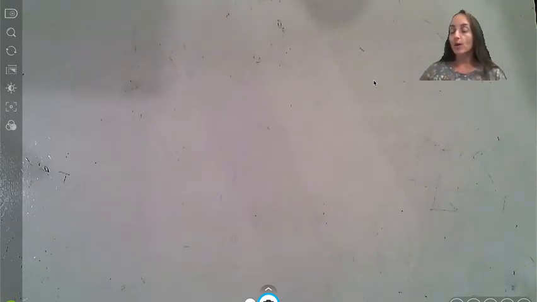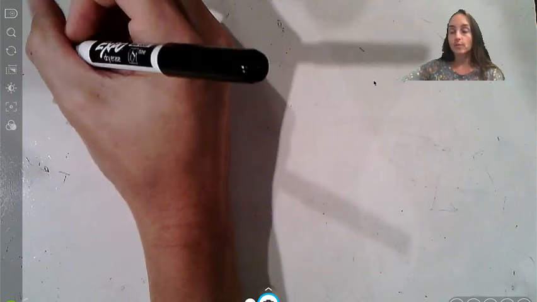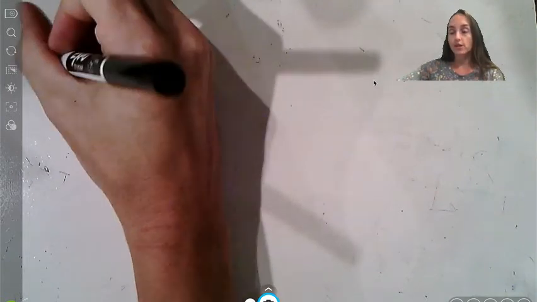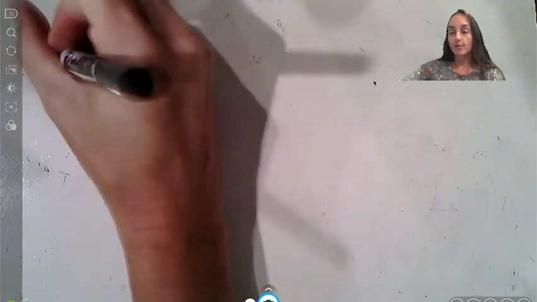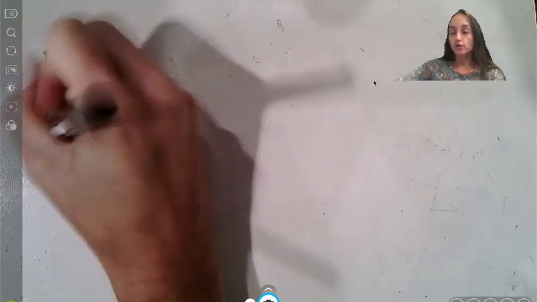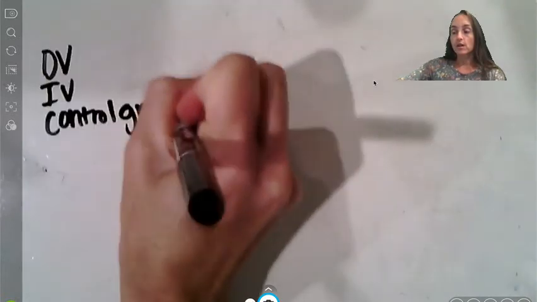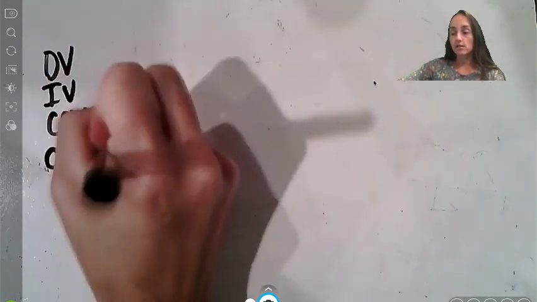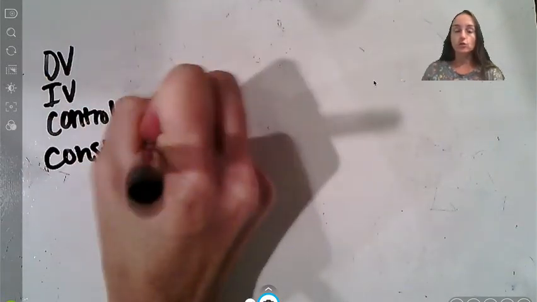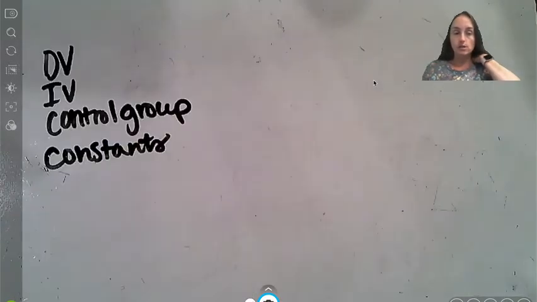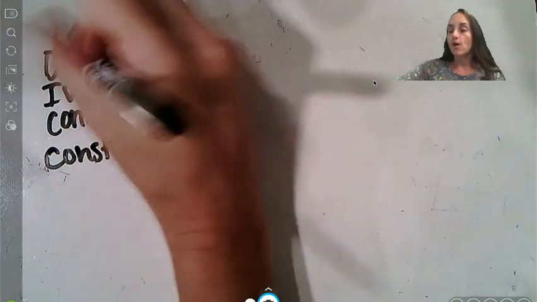Okay, so in your reading and also in pre-AP biology, you should know that there's a dependent variable, there's an independent variable, there's a control group, there's constants, or sometimes they're called controlled variables. I like to call them constants because control and control variables just get a little confusing. And you need to keep these all separate.